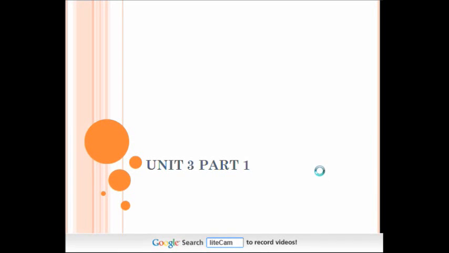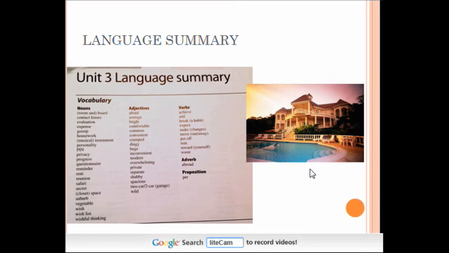Okay, so we are in Unit 3. This is part 1. And here we have first the language summary. Remember, this is Unit 3, and this unit is about houses, apartments, spaces in general. So we have to pay attention, for example, to these adjectives that we have here: comfortable, cramped, dingy, huge, inconvenient, modern.